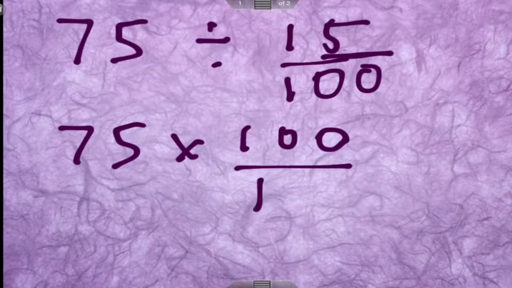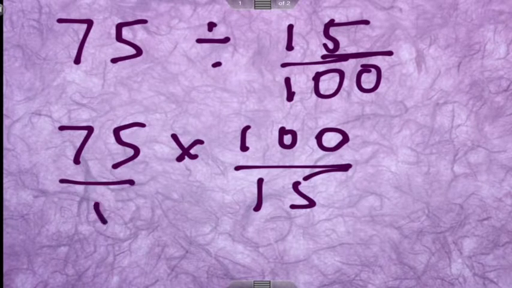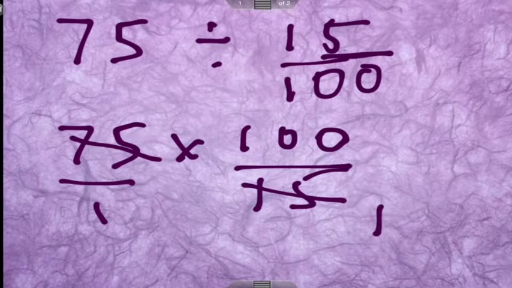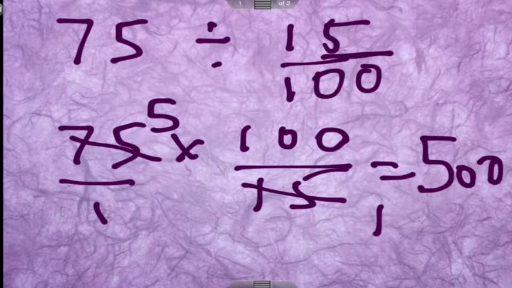So it's 75 over 1 times 100 over 15. And if you notice, 75 and 15, they go into each other. 15 goes 5 times. 5 times 100 is 500. So the answer would be 500.